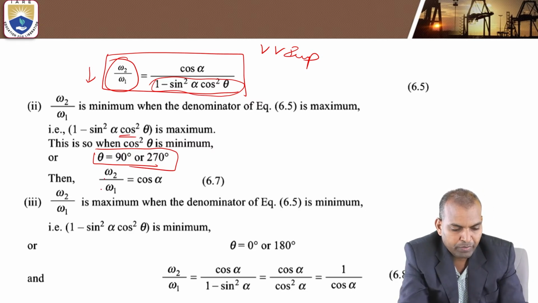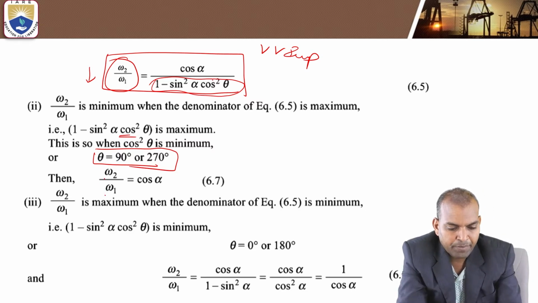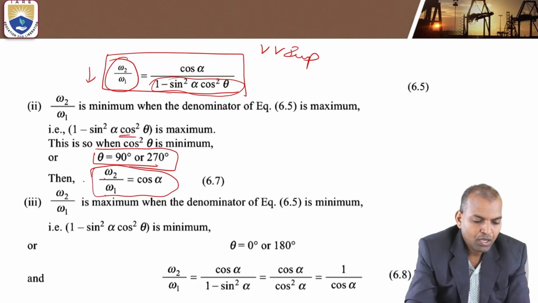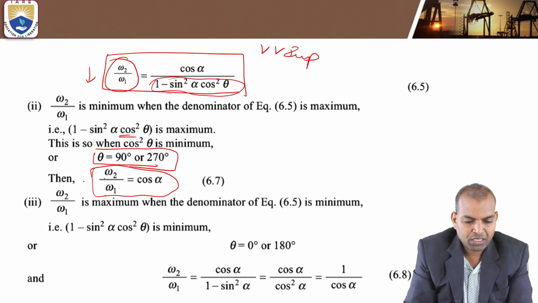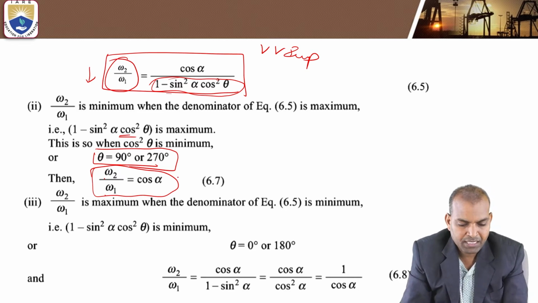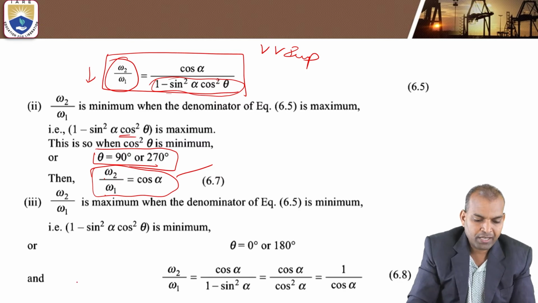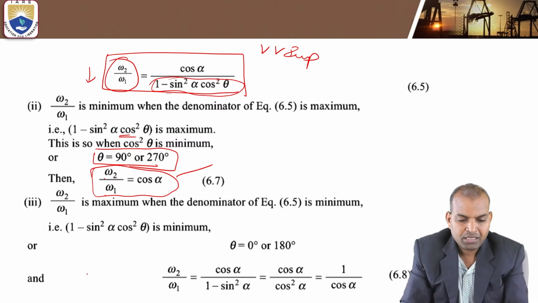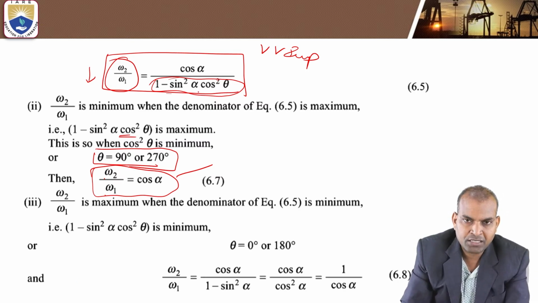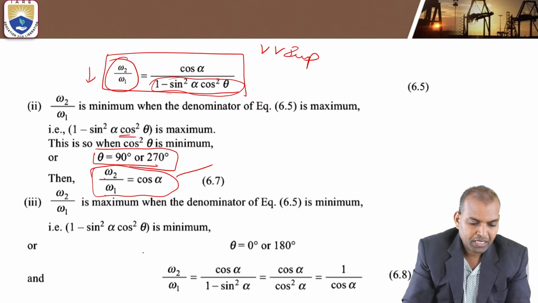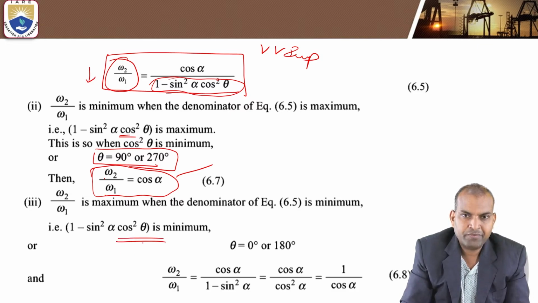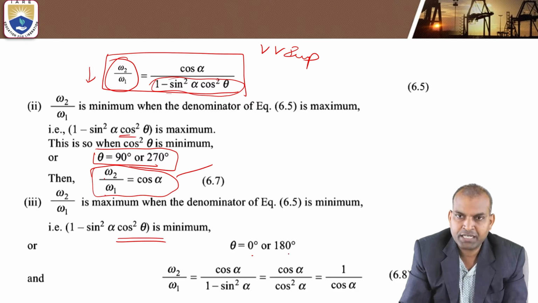Then this term becomes 0, and omega 2 by omega 1 becomes cos alpha. Omega 2 by omega 1 equals cos alpha when the velocity ratio is minimum. This is the condition. Now, if you want the velocity ratio to be maximum, the denominator term should be minimum. The denominator term is minimum when theta equals 0 or 180.